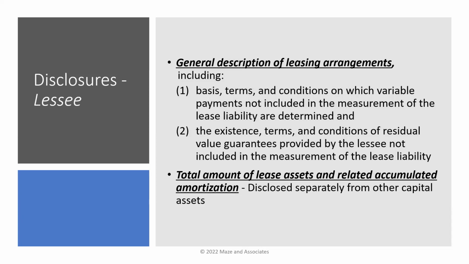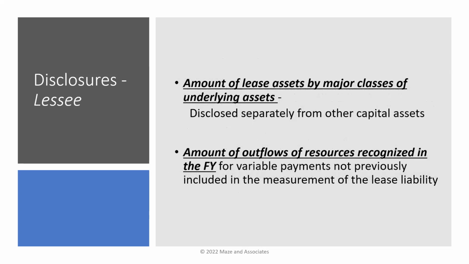But you want to have at least the existence, terms, and conditions of any residual value guarantees that are provided, and the general basis, terms, and conditions on which variable payments not included in the measurement are determined. And then, of course, you have to include the total amount of the lease asset and related accumulated amortization. That's going to be disclosed in the capital assets note. It doesn't need to be in the leases footnote if you have a separate leases footnote itself, but they have to be separated from capital assets. And we'll get you some visuals from that at the end.